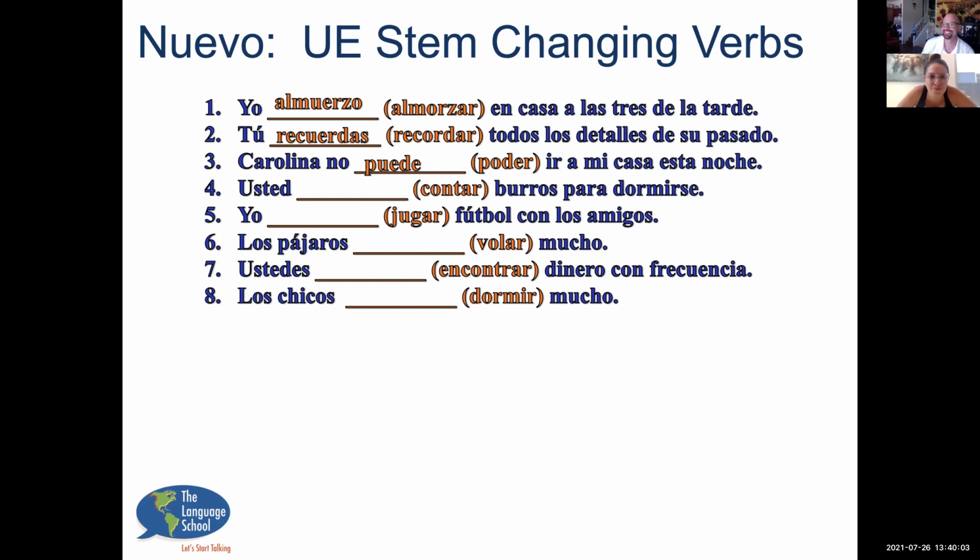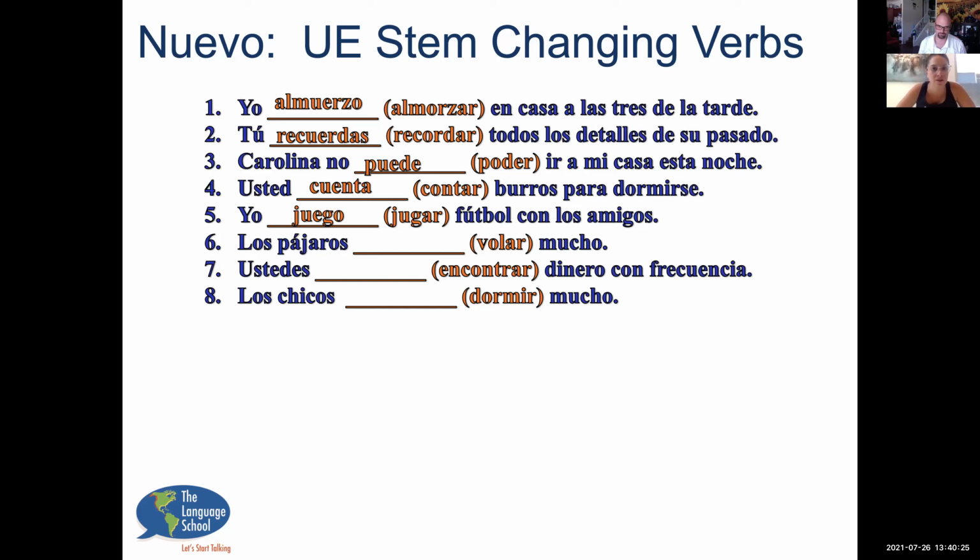Cuenta. There you go. What does that mean? Ella cuenta burros para dormirse. She counts donkeys to sleep. Count donkeys to go to sleep. Right. We count sheep, and in Latin America, they count donkeys. That's funny. Yo juego fútbol con los amigos.